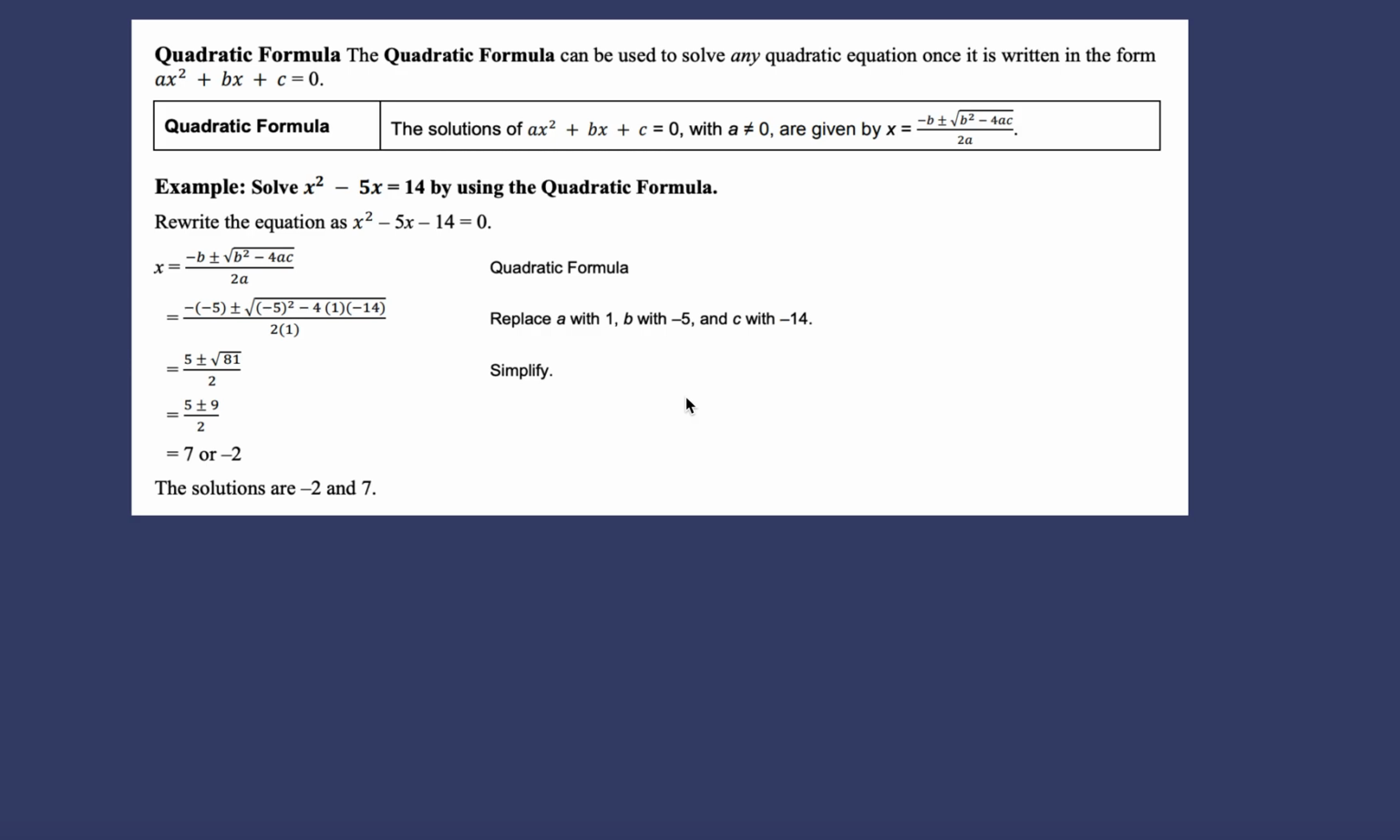Hello, algebra class. I know you want to kill me after the last assignment because completing the square can be very, very difficult, and it's not something that's all that enjoyable.